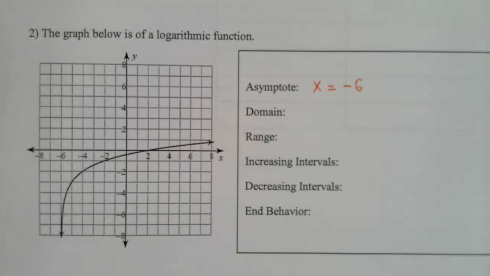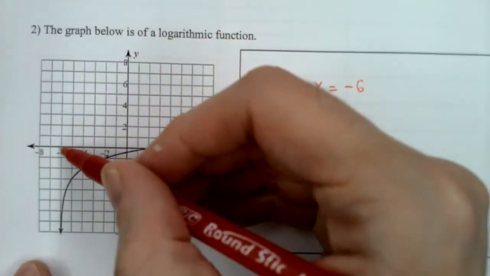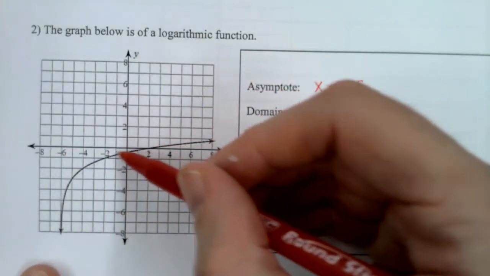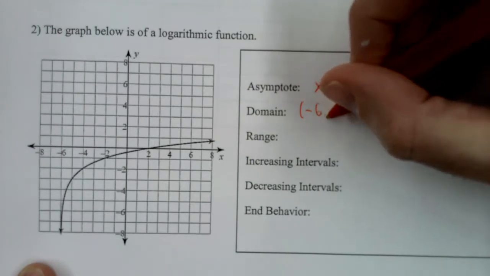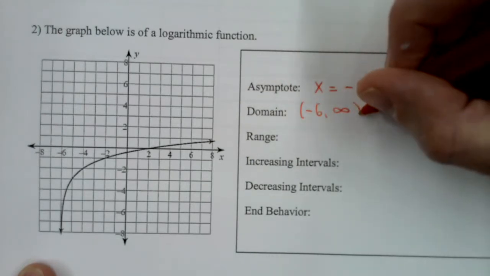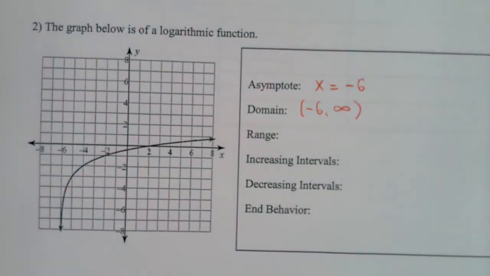The domain is the x values in this graph, and the x values go from -6, but not including -6, to the right up to infinity. So a parenthesis next to the -6, because it's not included in the graph. The graph never actually touches -6. That's the asymptote.